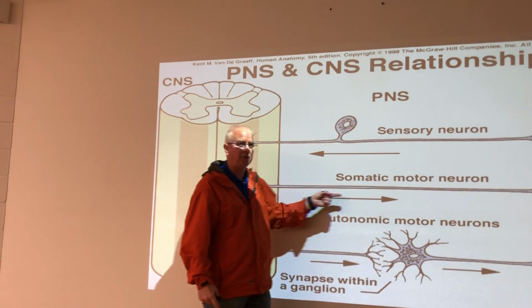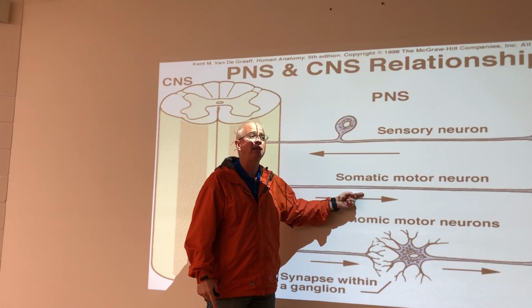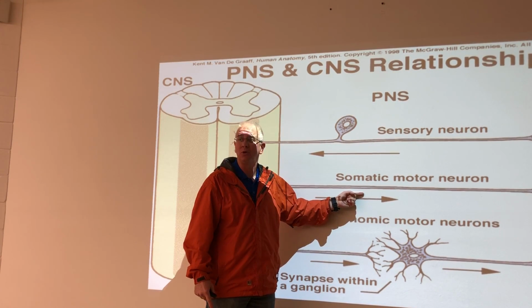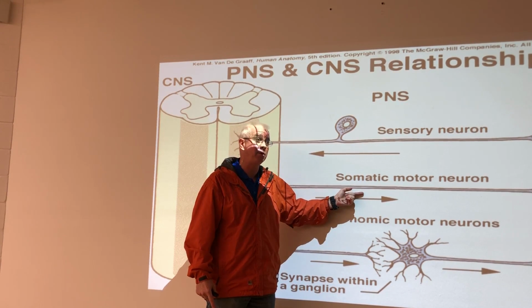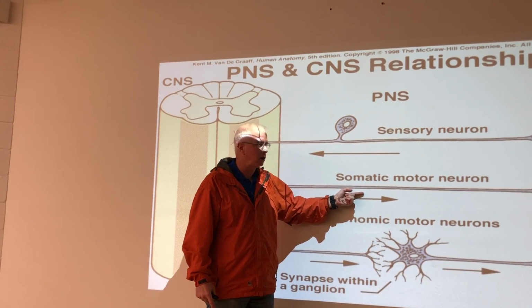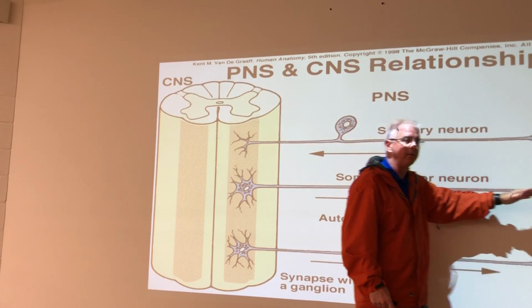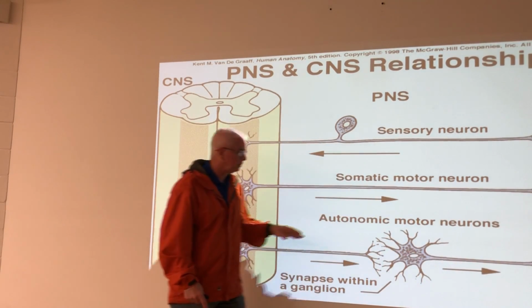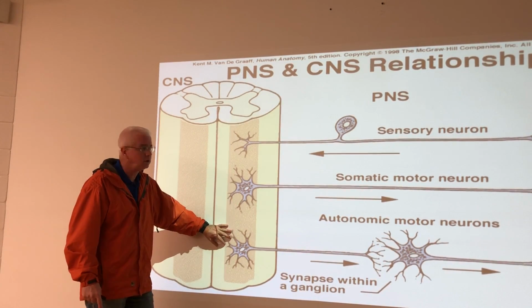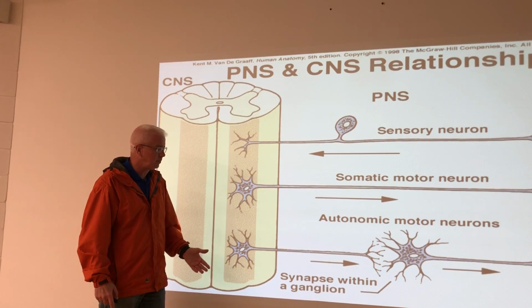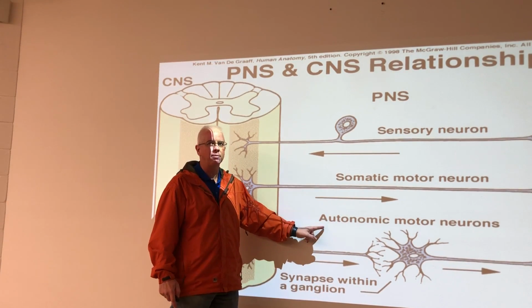And this is the nerve, the musculocutaneous, the radial, the sciatic, the tibial, nerves that you've learned. And you can see that these somatic motor neurons control skeletal muscles. This is where we've been spending all our time. This last one shows you a motor output, but this one is an autonomic motor.